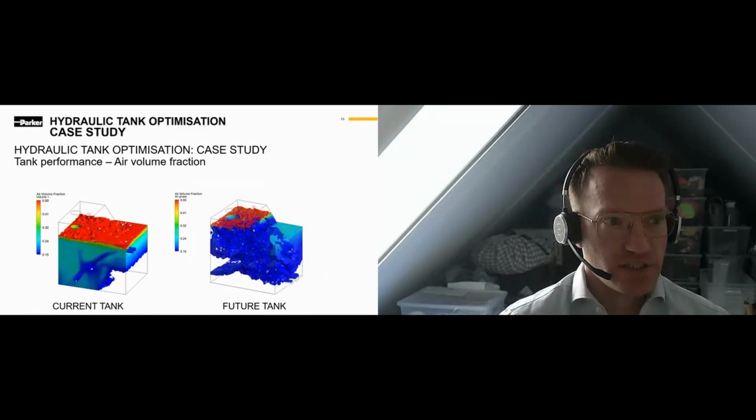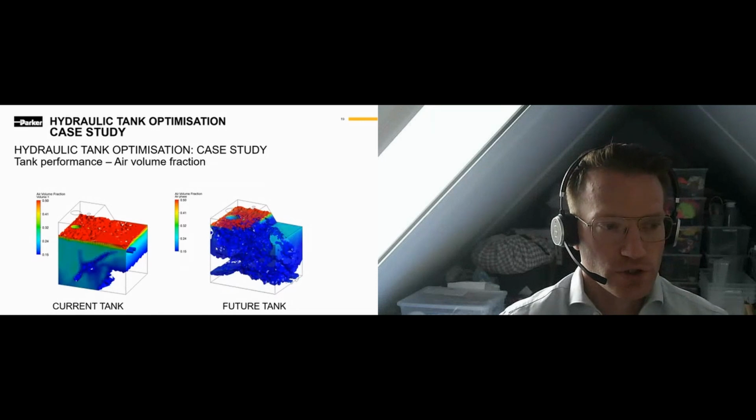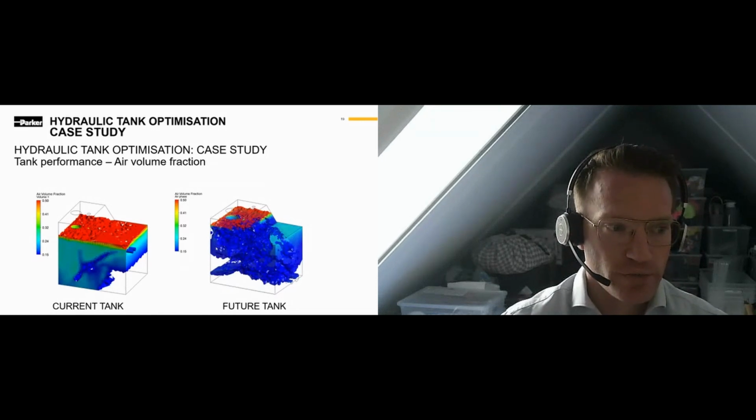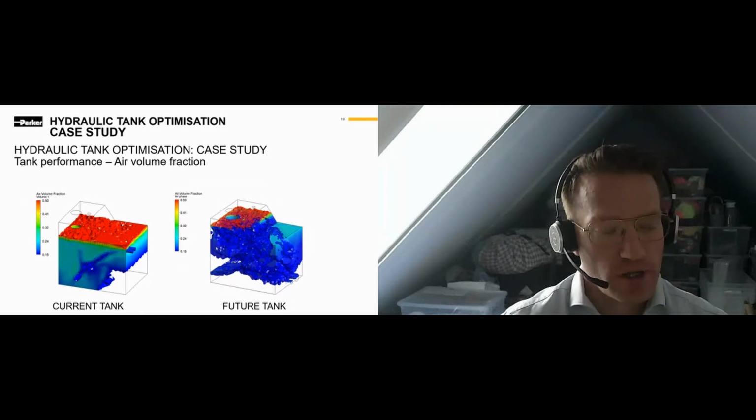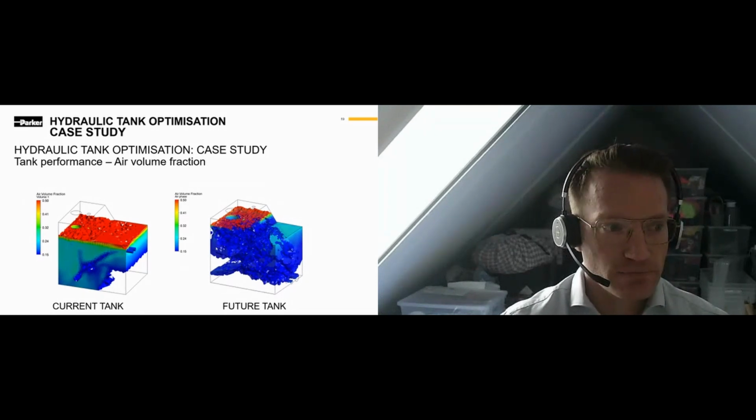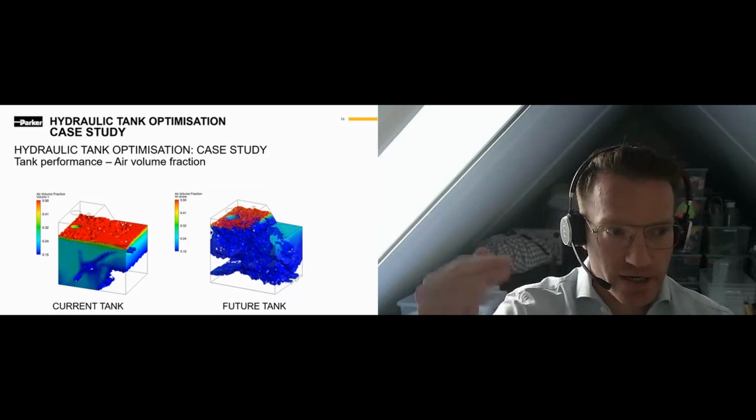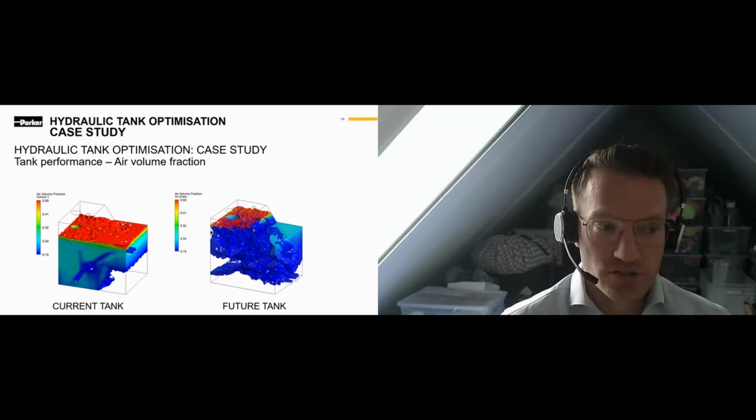Here you can visually see the air volume fraction. So the amount of air that goes into the suction versus the amount of oil. Dark blue means that only oils are going to the suctions, and red basically means air. Of course, on the top you can see air because that's linked to atmosphere, so that's not a problem.